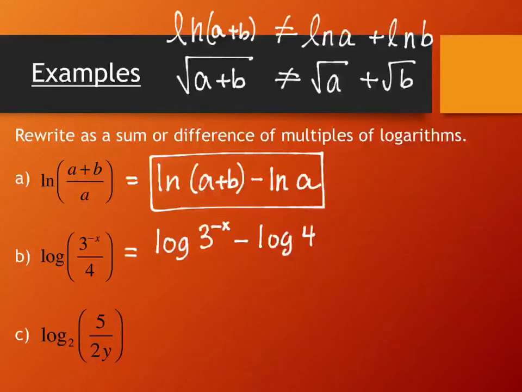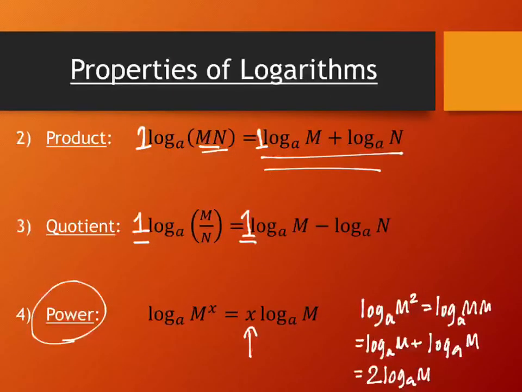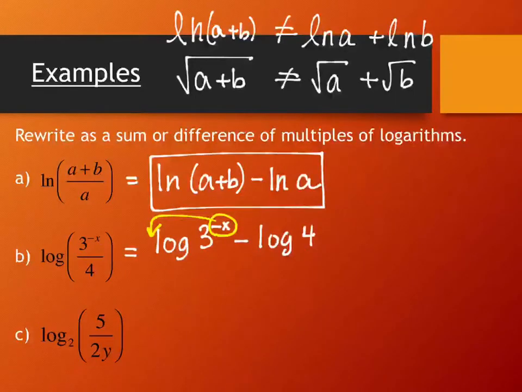There is one additional step, though. What is it? Yeah, there's an exponent this time. This exponent can come down to the front using the power property, right? The one here at the bottom. So I'll bring down my negative x. So it's negative x log of 3 minus log of 4.